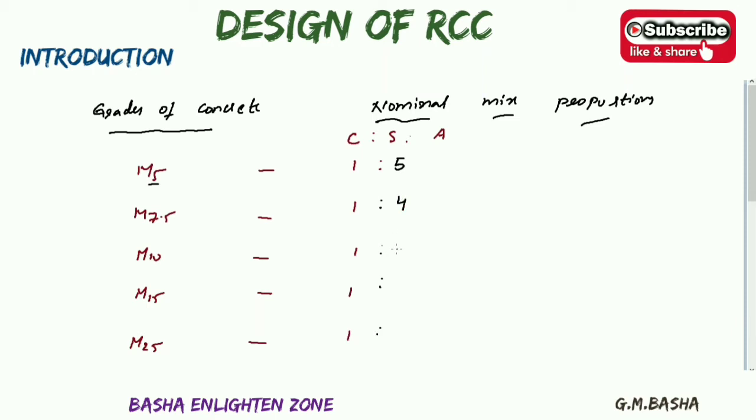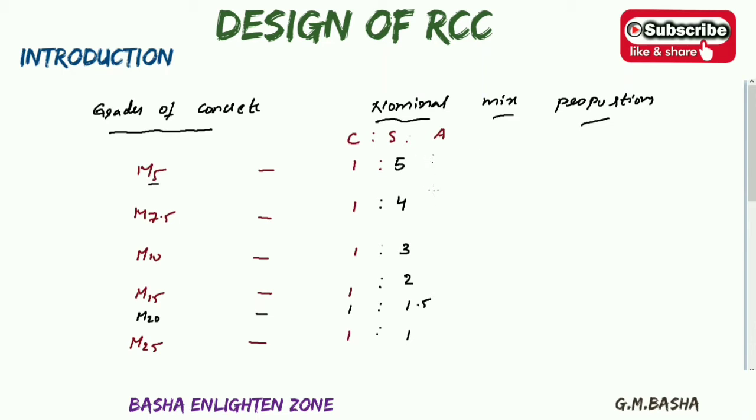Here it will be 4. Here it will be 3. Sorry, here there will be M20. Here also you will take 1, and 2, and here 1, and again there will be one number which is decreased to 1.5 and 1. So up to here you decrease 5, 4, 3, 2 and again 1.5 and 1.